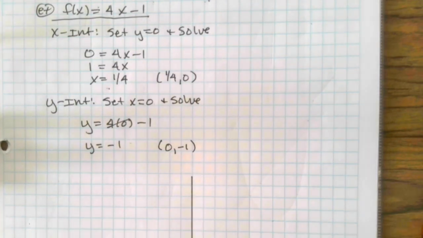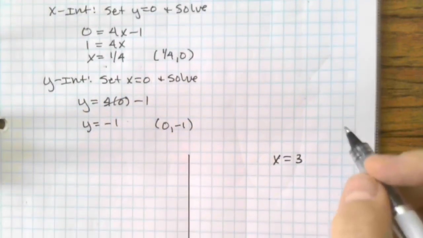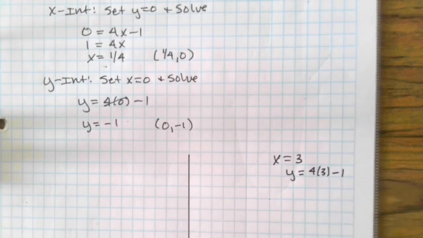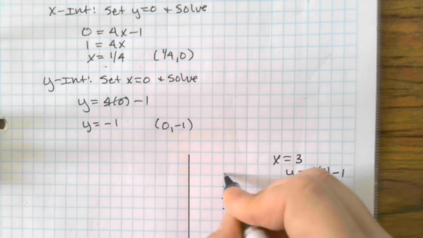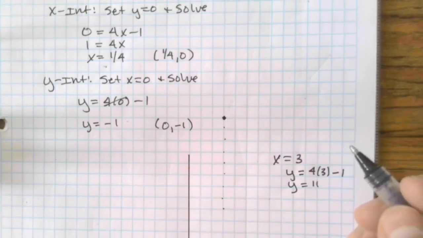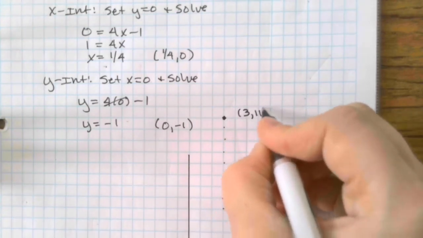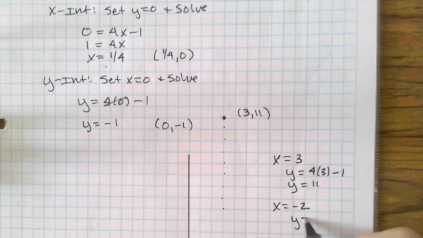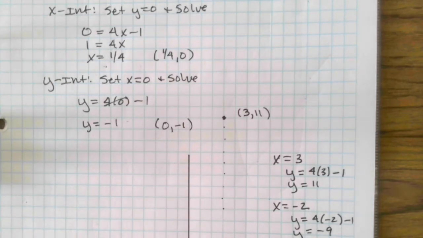Like 3. So I'm going to set x equal to 3, which means that y equals 4 times 3 minus 1, which is 11. So 1, 2, 3, and up 1, 2, 3, 4, 5, 6, 7, 8, 9, 10, 11. It's way up there. Maybe not out that far. 3, 11. And then I need one on the left. I'm going to do x equals negative 2. So y is 4 times negative 2 minus 1. Negative 8 minus 1 is negative 9. So 2 to the left and down 1, 2, 3, 4, 5, 6, 7, 8, 9. There it is. Negative 2, negative 9.